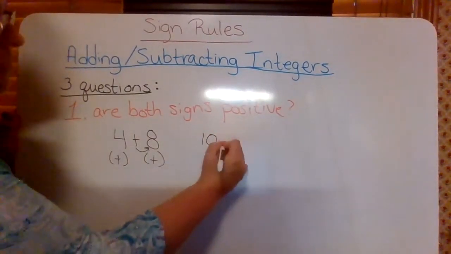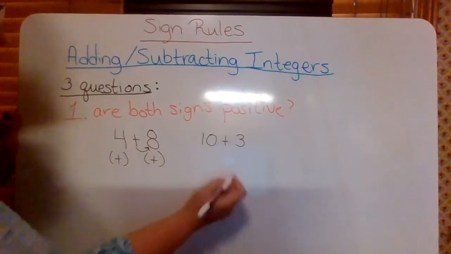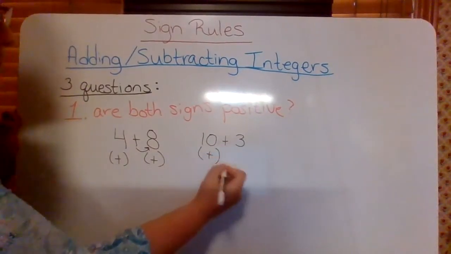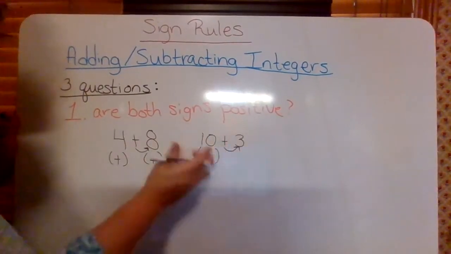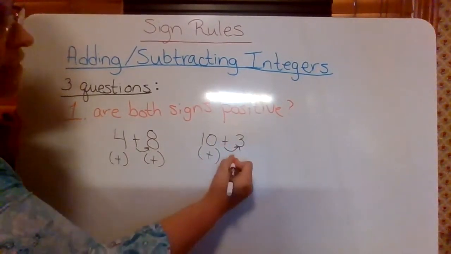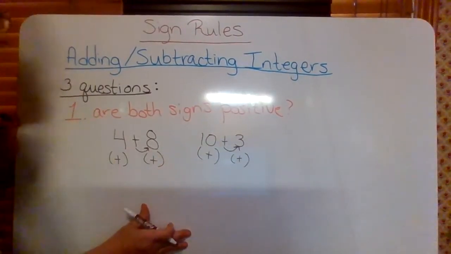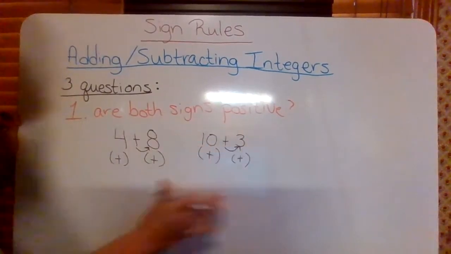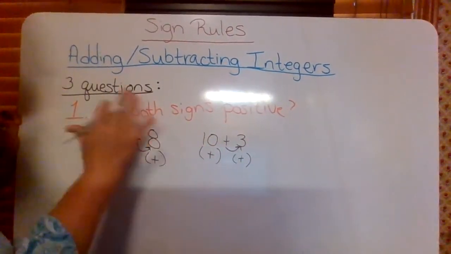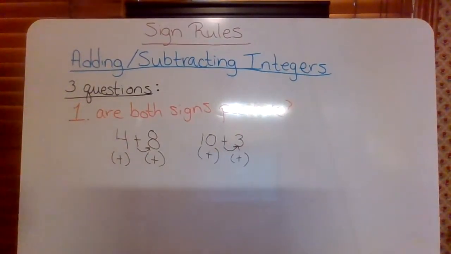If I say what's 10 plus 3? Again, the 10 is understood to be positive. And because this is behind the positive sign and there's nothing else there, that means this is positive. So that's the first question you're going to ask yourself: are both signs positive? And in this case, here's your couple examples. They are both positive.